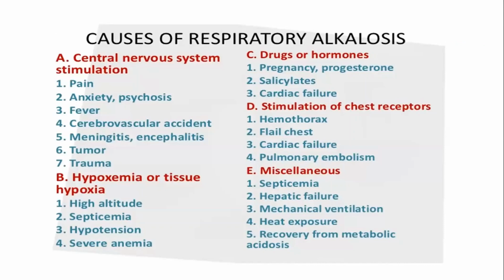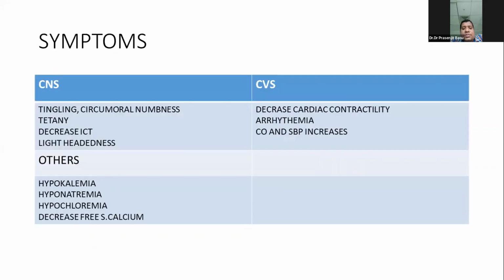Causes of respiratory alkalosis. CNS causes include central nervous system stimulation: pain, anxiety, psychosis, fever, cerebrovascular accident, meningitis, encephalitis, tumor, trauma. Hypoxemia or tissue hypoxia: high altitude, septicemia, hypotension, severe anemia. Drugs or hormones: pregnancy, progesterone, salicylate. Stimulation of chest receptors: hemothorax, flail chest, cardiac failure, pulmonary embolism. And some miscellaneous causes like septicemia, hepatic failure, mechanical ventilation, heat exposure and recovery from it.